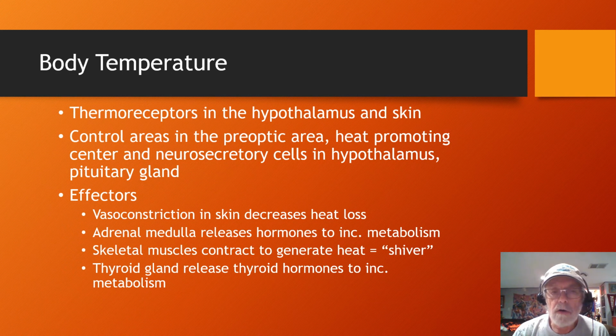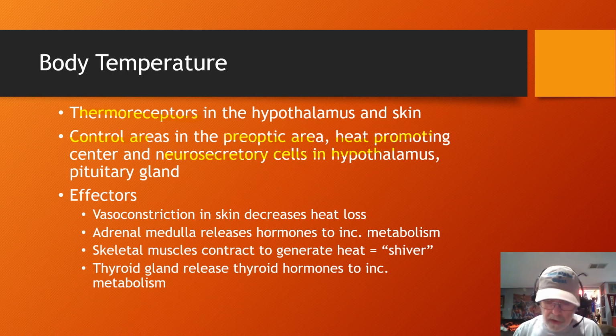Let me just mention how this all comes together. Thermoreceptors basically end up in the hypothalamus, but they originate as thermoreceptors in the skin. The control areas for my body temperature are in what's called the preoptic area, which is in front of the optic region. There's a heat promoting center and neurosecretory cells in the hypothalamus and the pituitary gland that help me to control my body temperature.